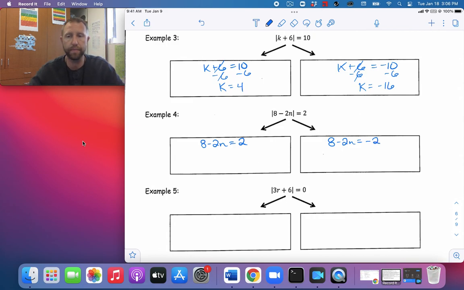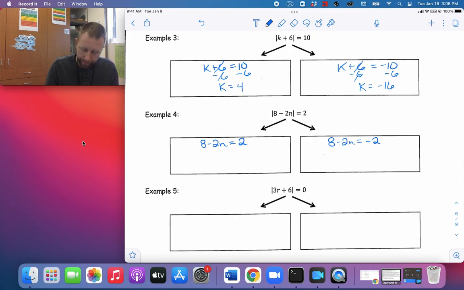8 minus 2n is equal to positive 2, but it could be that 8 minus 2n is equal to negative 2. Okay? Now notice, for example number 3 and example number 4, when I split that equation down, I'm getting rid of those absolute value bars, right? When I'm writing out when it's equal to the positive possible answer or the negative possible answer, because that absolute value is just a distance, it could either be on one side of 0 or on the other side of 0, I'm getting rid of those absolute value bars.